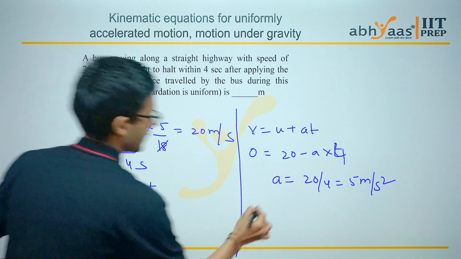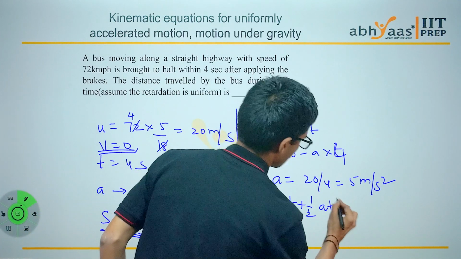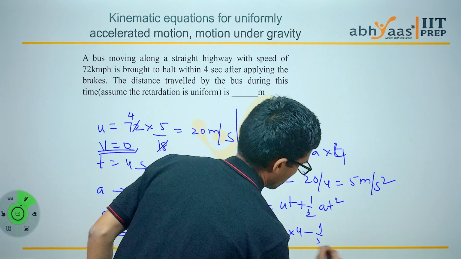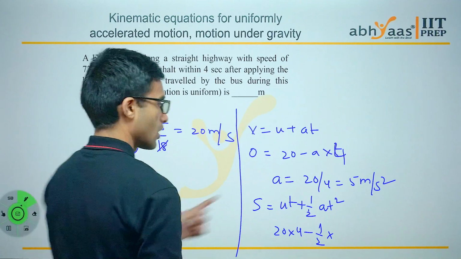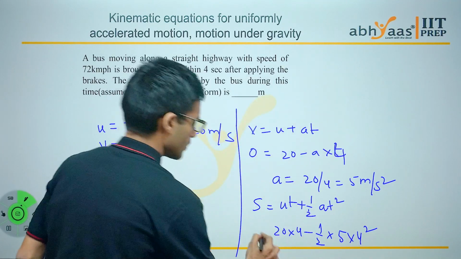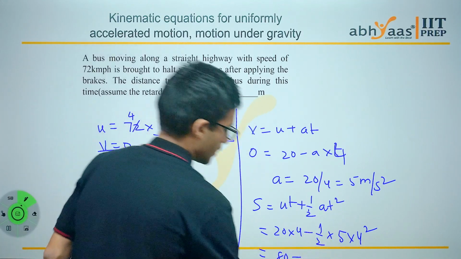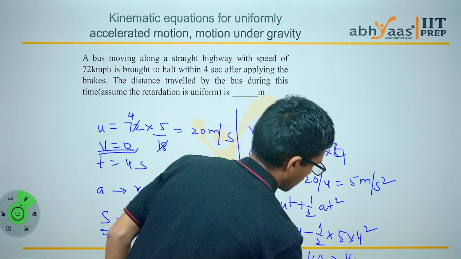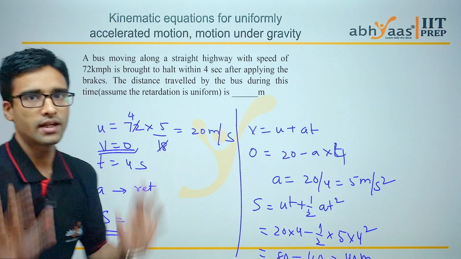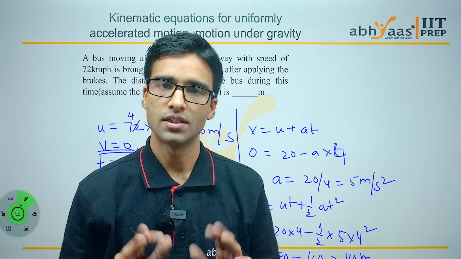Now if you apply s is equal to ut plus half at square. What is u? 20 into 4 minus 1 by 2 into acceleration. How much did you get? 5 into t square, 4 square. Now 80 minus 5 into 16 by 2, that is 80 minus 40. That is 40 meters. Okay, simply you can understand. So apply the kinematics equations of motion. You can get most of the questions in this chapter.